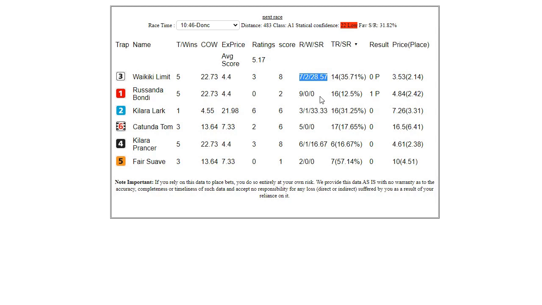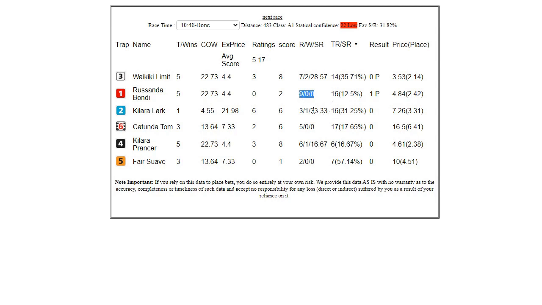The second scenario is this one, where we know that they can win because it's got a strike rate of 12.5%. So we know this dog can win, but it hasn't won yet. So in other words, we're thinking, well, it could win this time. So they're your two kind of strategies that you're looking at.